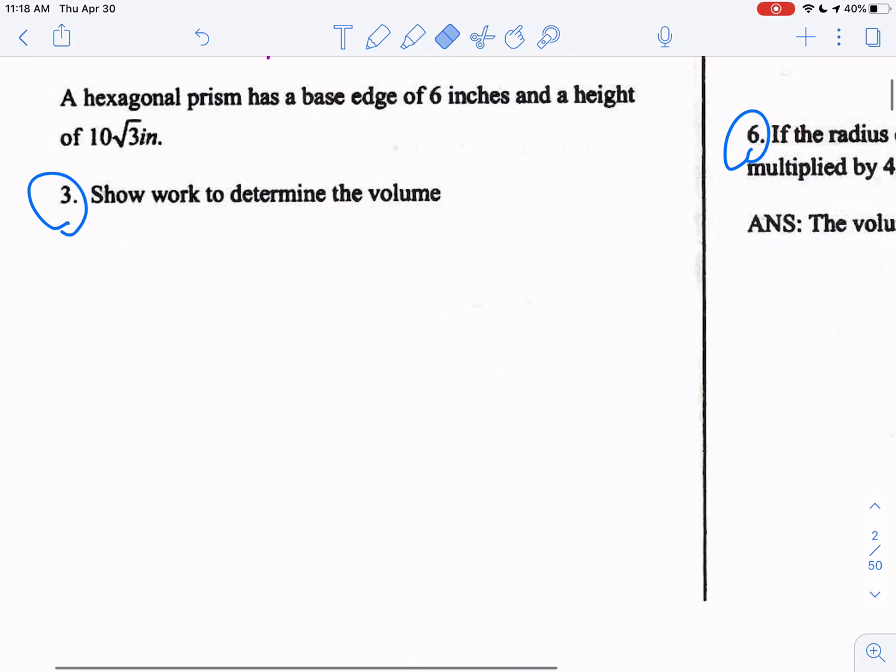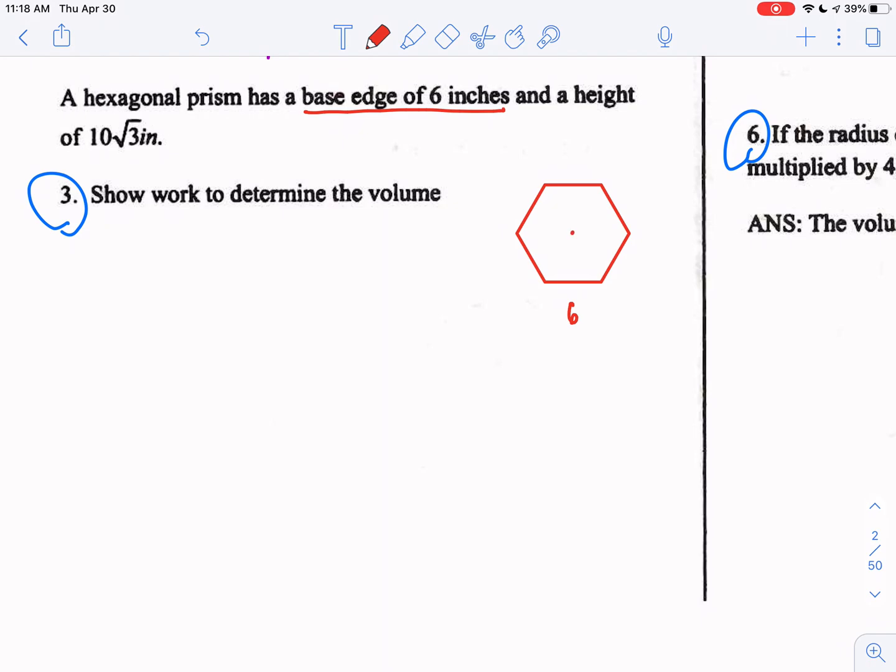A hexagonal prism has a base edge of 6. Let's draw a little hexagon here. Oh, let's get it in one try. Dang it. Try this one more time. All right, I'm going to try this time, guys. Okay, so this whole base edge is 6.